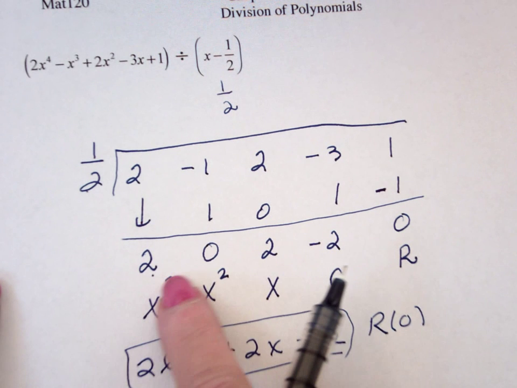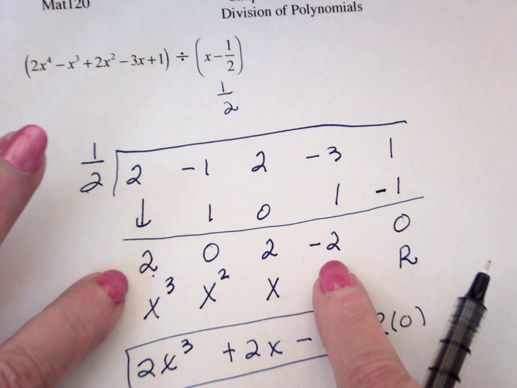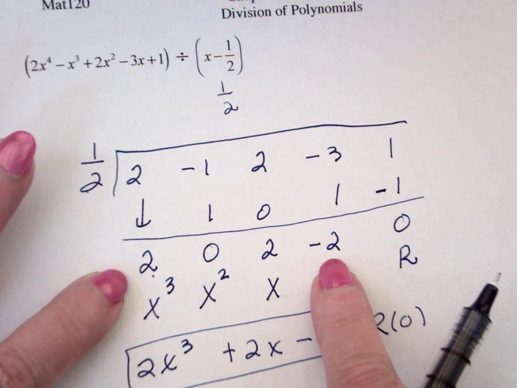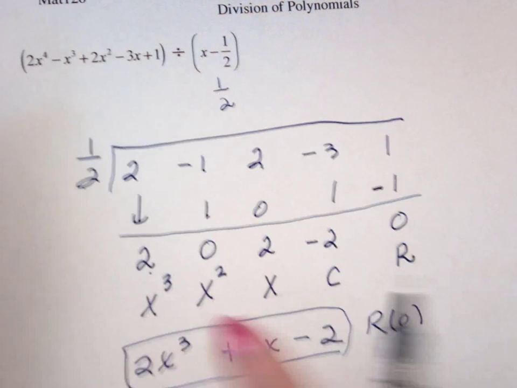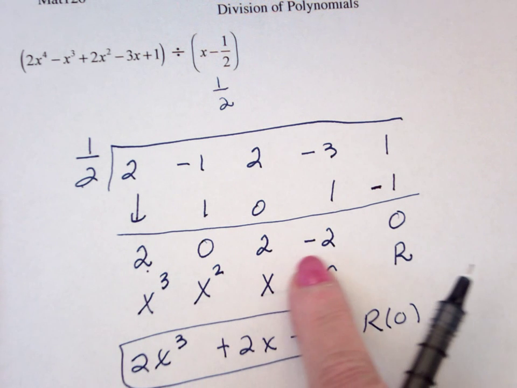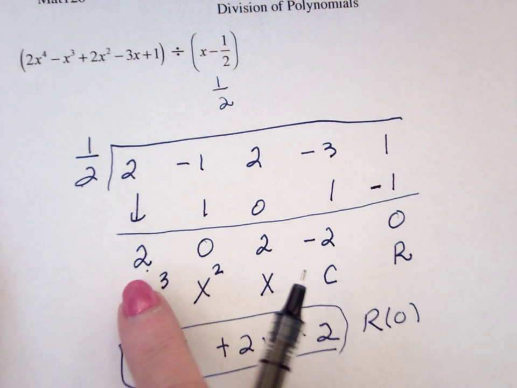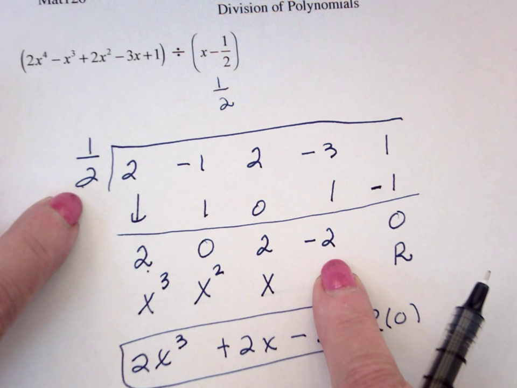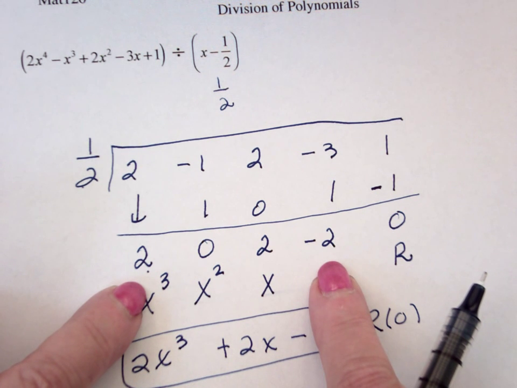What do you notice here? What do you notice? 2, 0, 2, negative 2. What do you notice? 2 plus 0 is 2, 2 minus 2. Just take them as individual numbers. 2, 0, 2, negative 2. What's this denominator? 2. Would 2 divide all of these guys evenly? Yes.